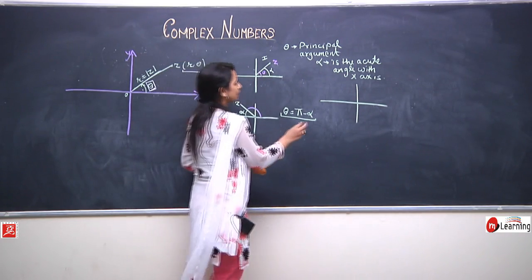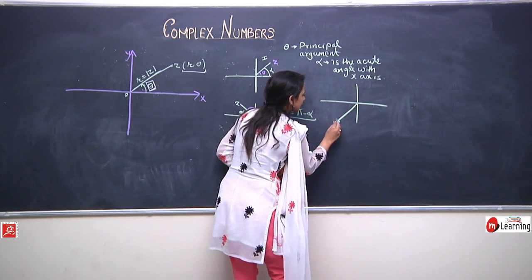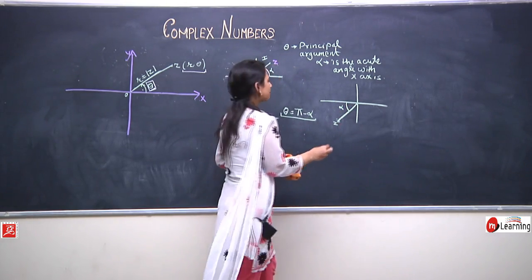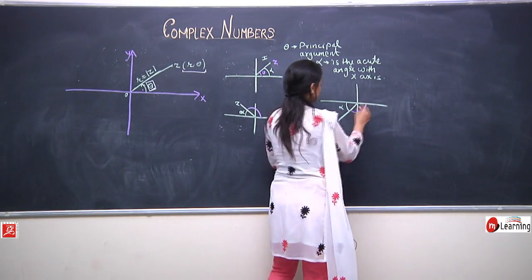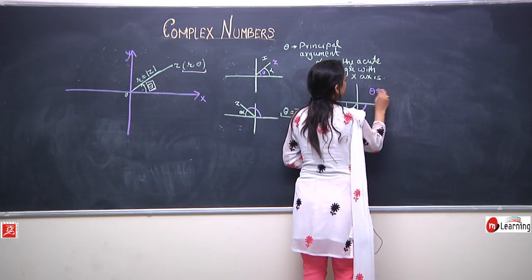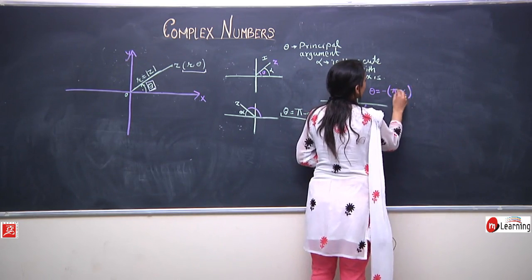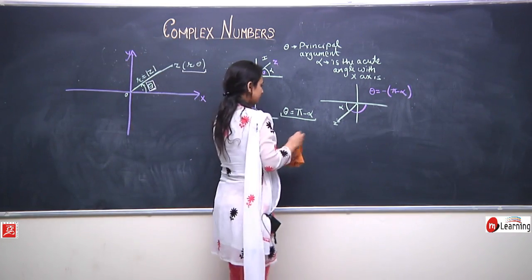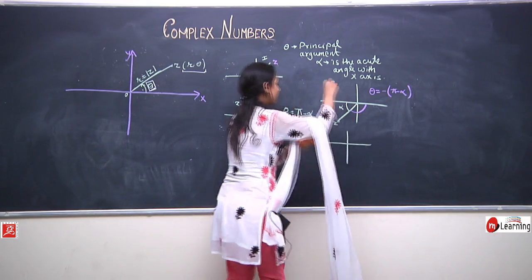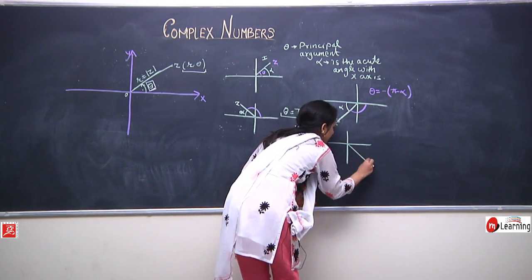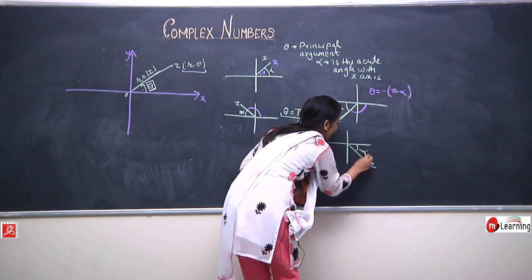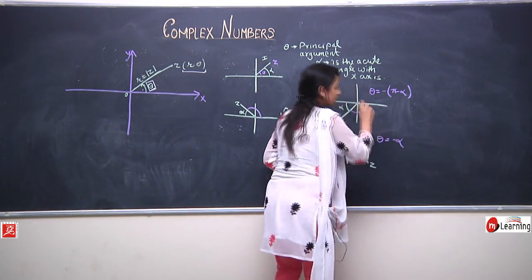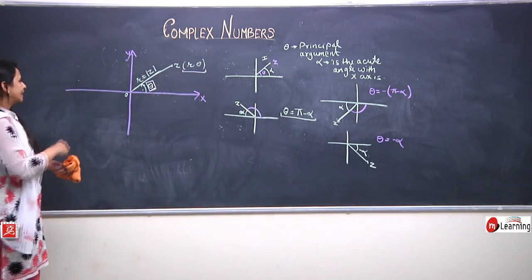So if I say my complex number lies in the third quadrant, then in this case the acute angle would be this, which would be equal to alpha. So my principal argument theta would be nothing but minus pi plus alpha. I hope this makes sense to you all. And if my complex number lies in the fourth quadrant, then the acute angle alpha would be this, and in this case my principal argument would be equal to minus alpha. So let's summarize this complete thing once again.